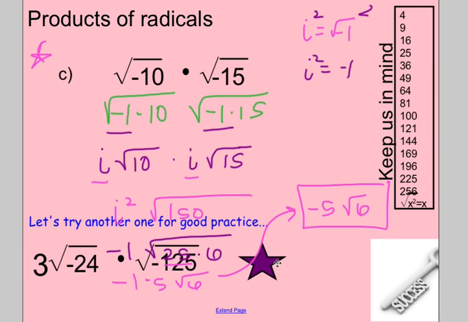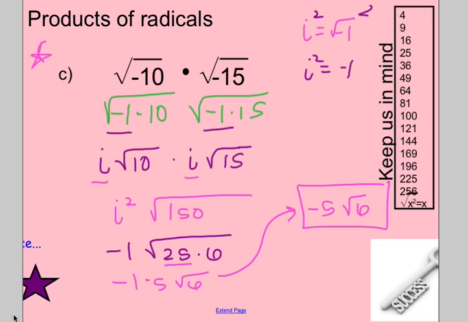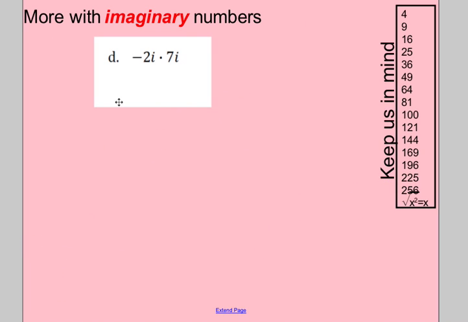Let's do D. So now we're not having radicals, we're just simplifying with imaginary. So I'm going to solve it the same way that I did before.